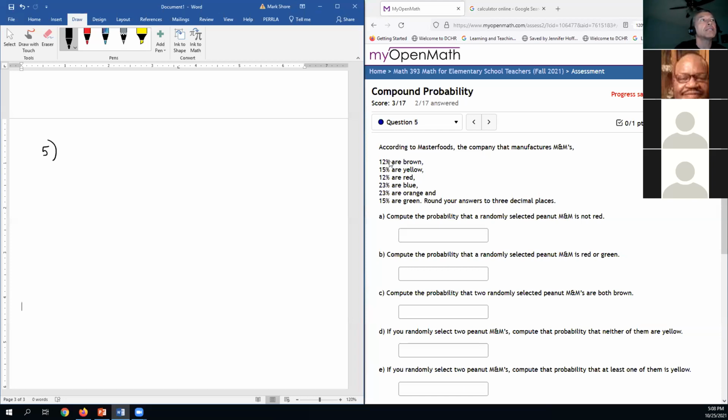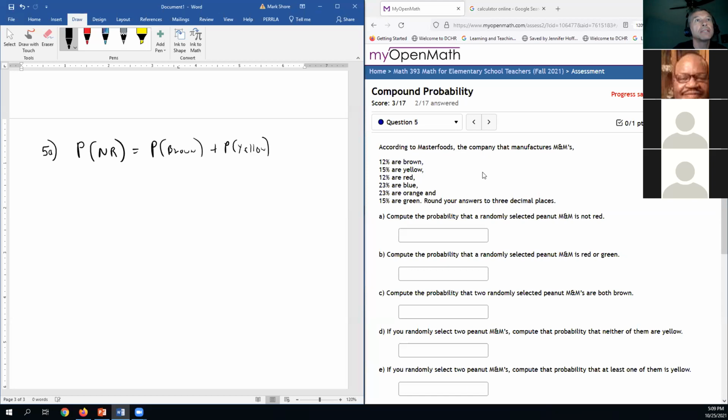So you have these percentages. And then on part A, it says, compute the probability that a randomly selected peanut M&M is not red. So I don't know how you want to say that. I'll just say not red. So not red, how many are, look, we can do it one of two ways. We can add up the percentages that are not red. Like we could add up the probability of brown plus the probability of yellow.